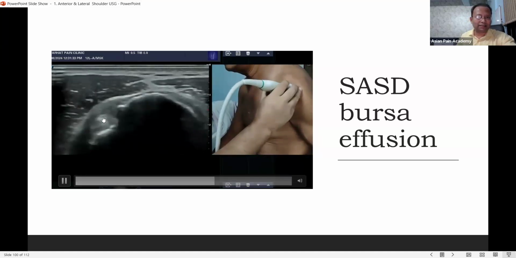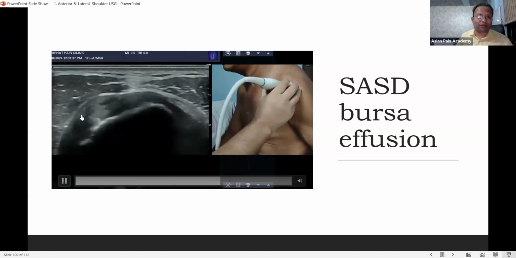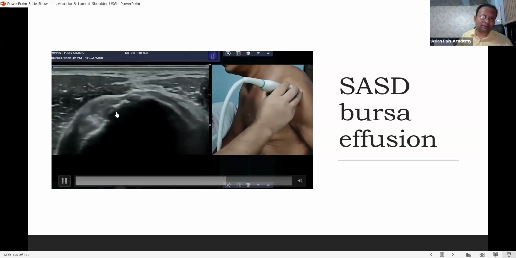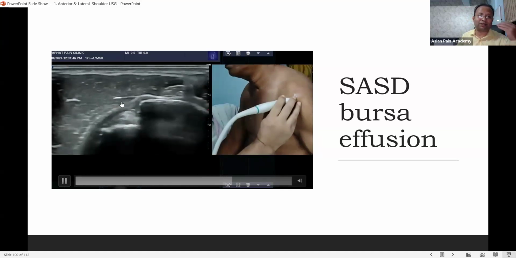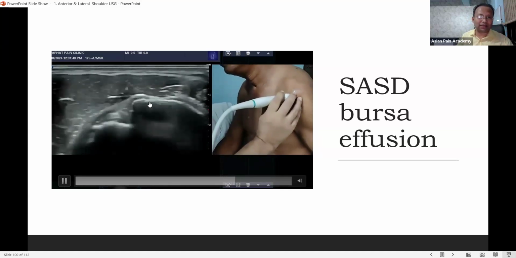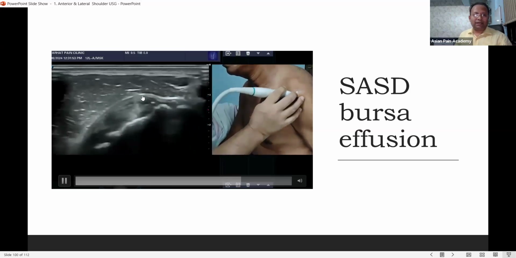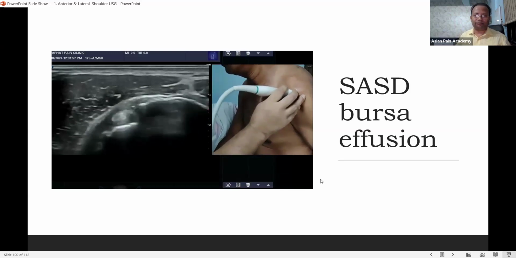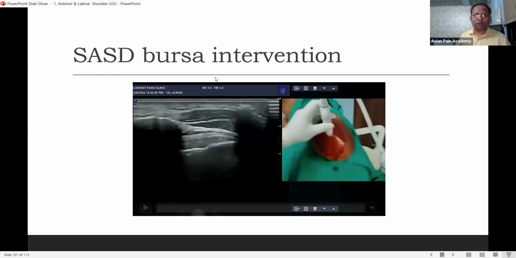You can see clearly, this is the area where we should always look. This is the round biceps tendon, and just at the side of the biceps tendon is the anterior part of the supraspinatus. So there is the tear we can see. This is a clear tear. Okay, we will go to the subacromial SASD bursa intervention.